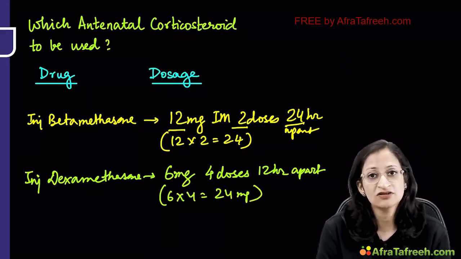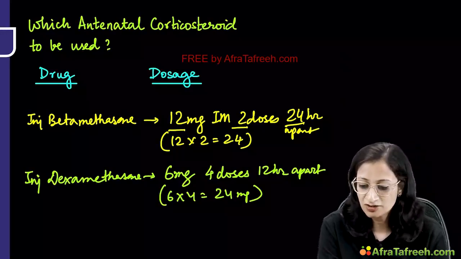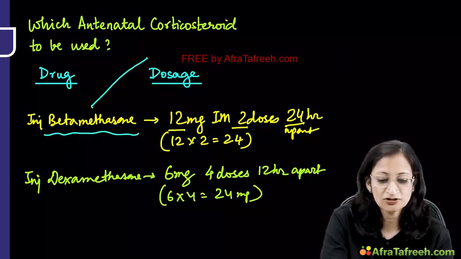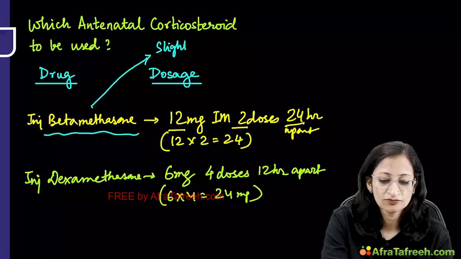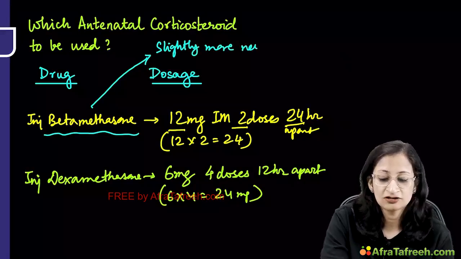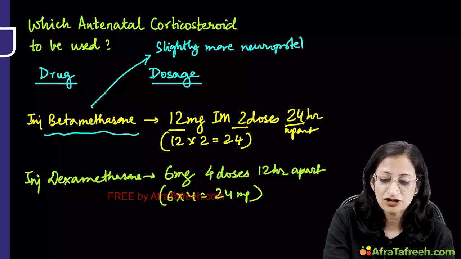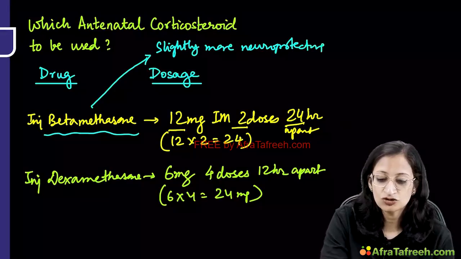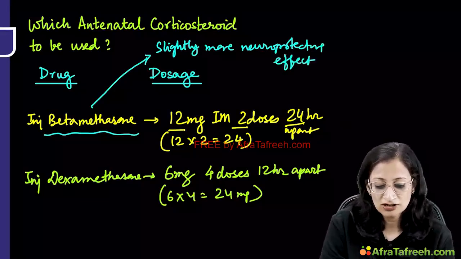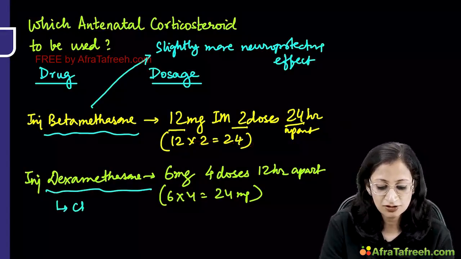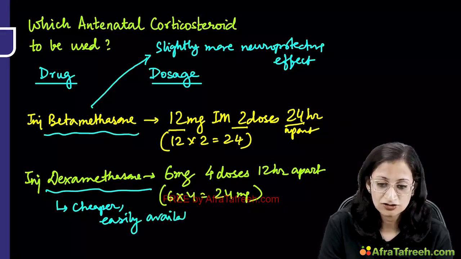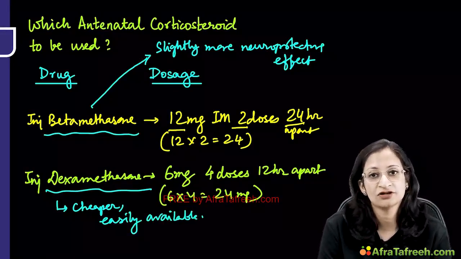Now out of these two you can give any steroid. If a choice is given which one to prefer, it has been seen that betamethasone has lesser side effects and gives better neuroprotection. Slightly more neuroprotective effect than dexamethasone, so if available, this should be preferred. While dexamethasone is cheaper and easily available. So that is why in the Indian National Program, what is recommended currently is dexamethasone. But you can use either of these. Okay, they have almost equal efficacy, right?